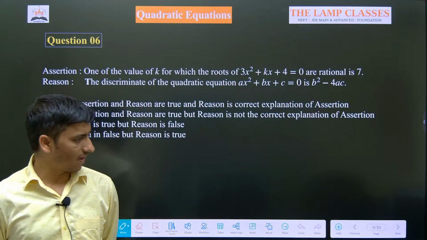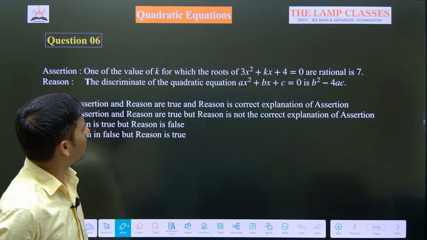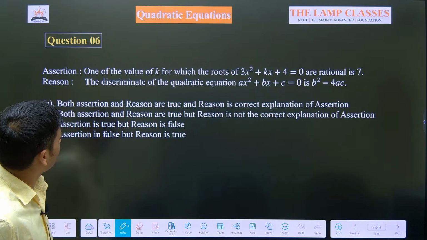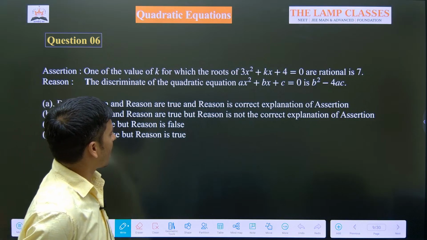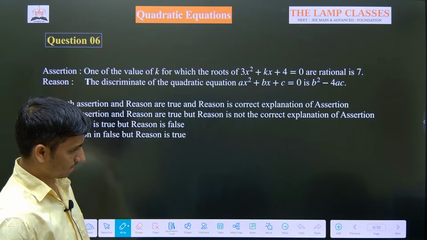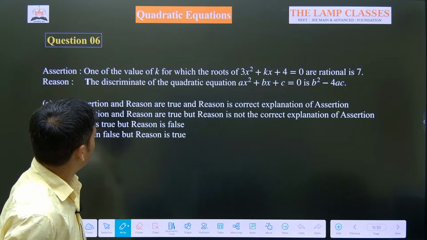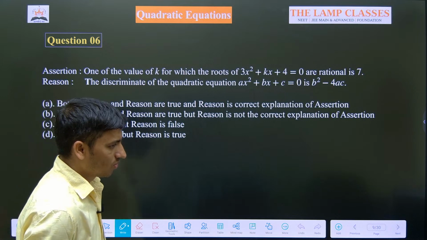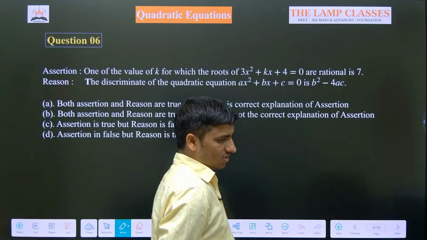If one of the value of k for which roots of these equations are rational is 7. What does that mean? Read the question and see.